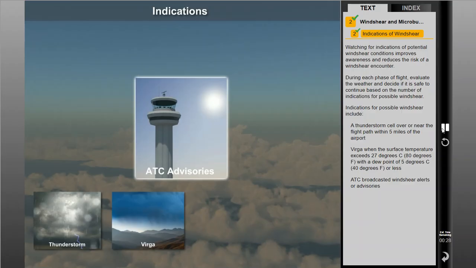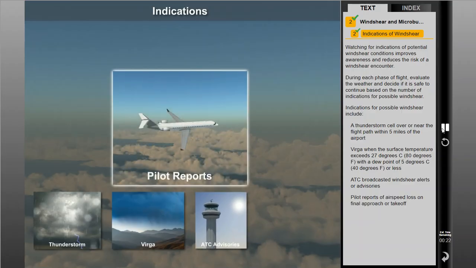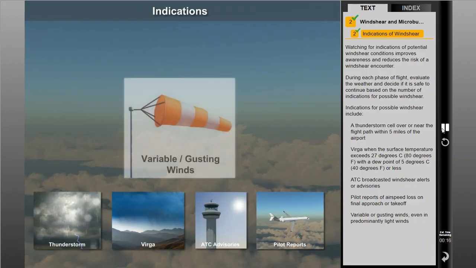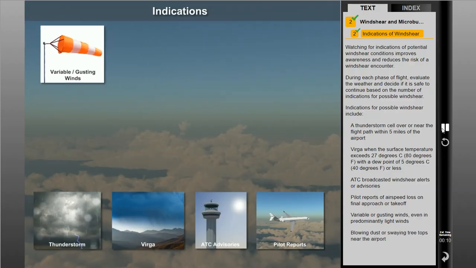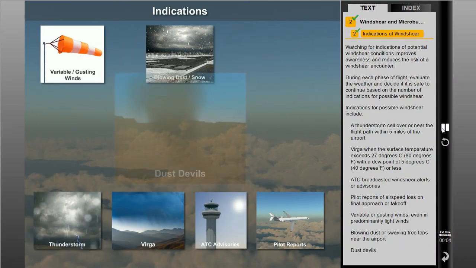ATC broadcasted wind shear alerts or advisories. Pilot reports of airspeed loss on final approach or takeoff. Variable or gusting winds, even in predominantly light winds. Blowing dust or swaying treetops near the airport. And dust devils.